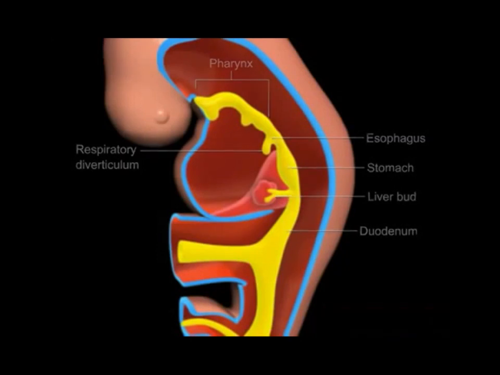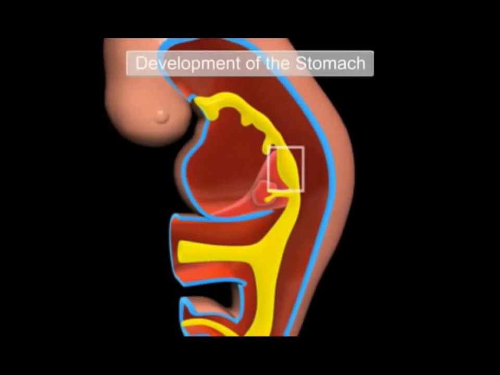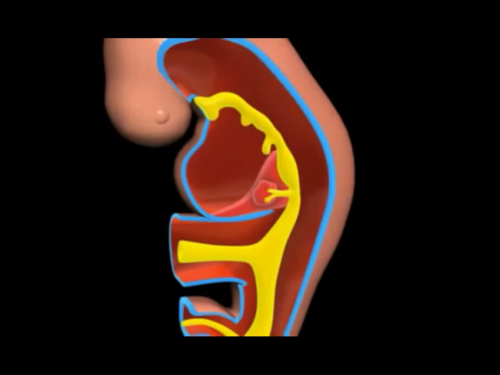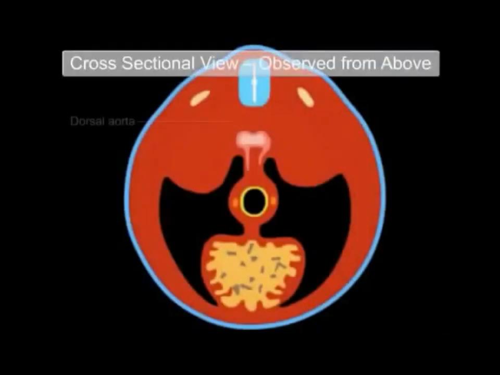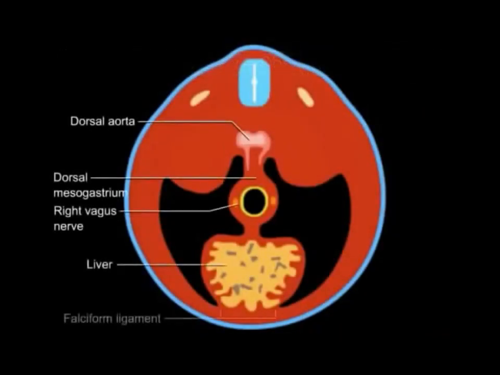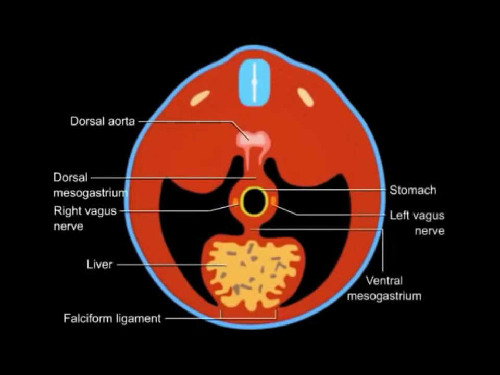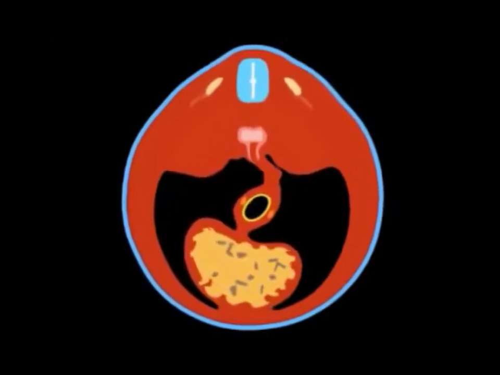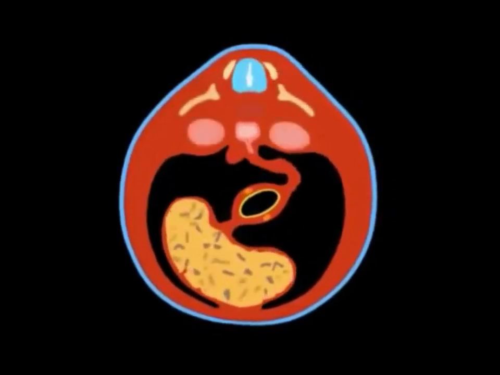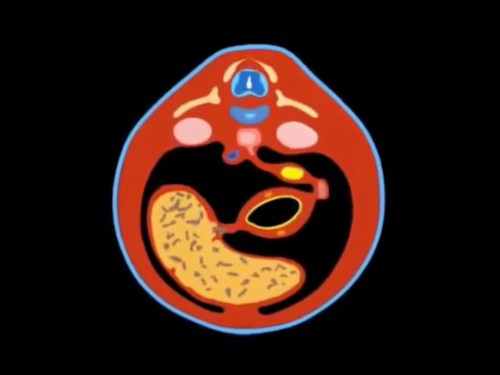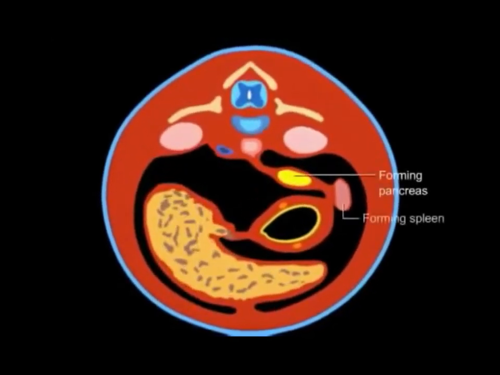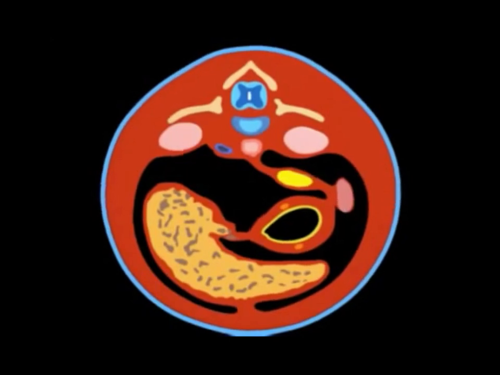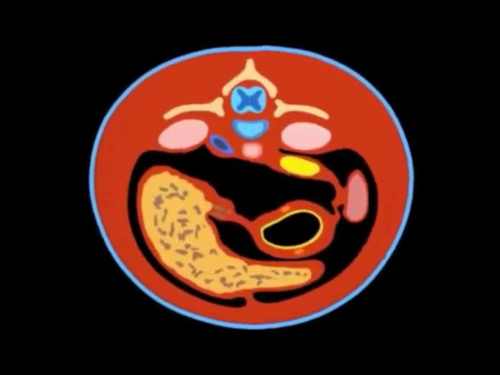So here in this image you can see the respiratory diverticulum. Now it's gonna go below and see how the stomach grows and is twisted. So you see the vagus nerves, they are to the sides of the stomach, but then when the stomach rotates, they stay in the front face of the stomach and the back of the stomach.